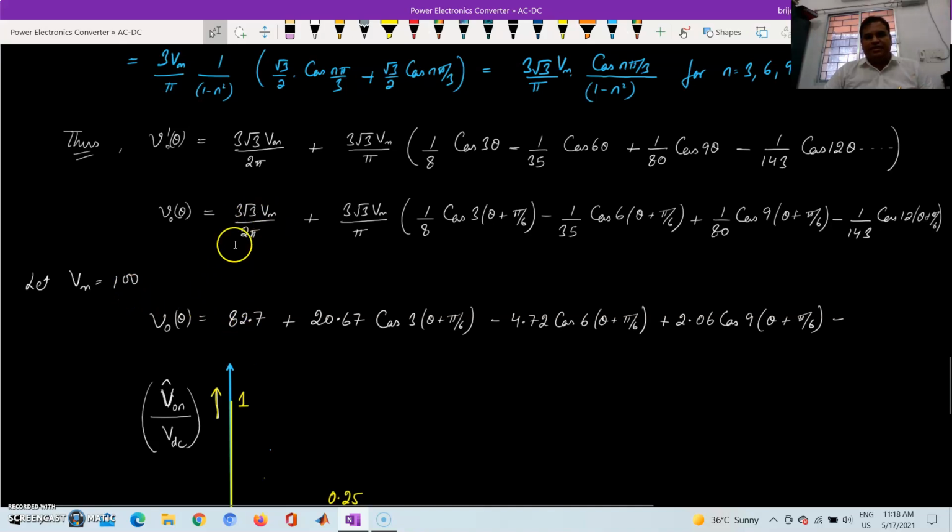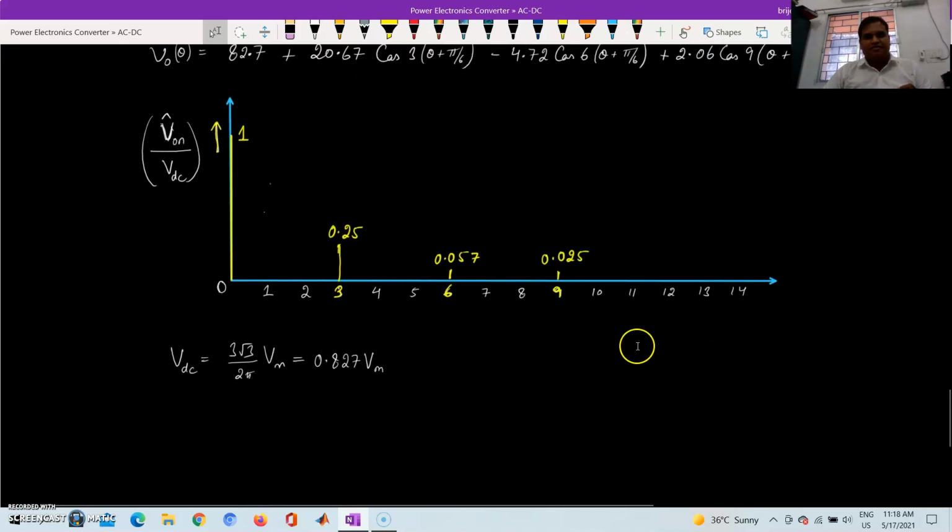So if we put the 100, this average value is 82.7. And the third harmonic peak value is 20.67. And the sixth harmonic peak value is 4.72. Similarly, the ninth harmonic is 2.06. And let us see the spectrum analysis of it.